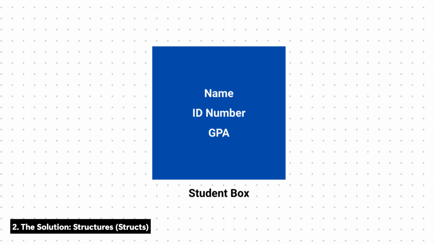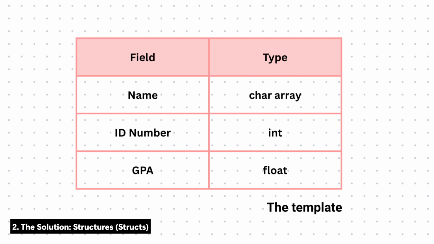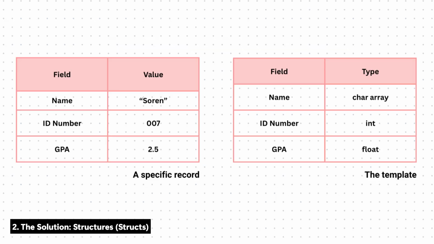2. The solution, structures, structs. A structure, or struct, is a custom, user-defined data type in C that allows you to group logically related variables of different data types under a single name. Think of a struct as a template or a blueprint for a record. You define the shape of the data once, and then you can create as many specific record variables based on that template as you need.